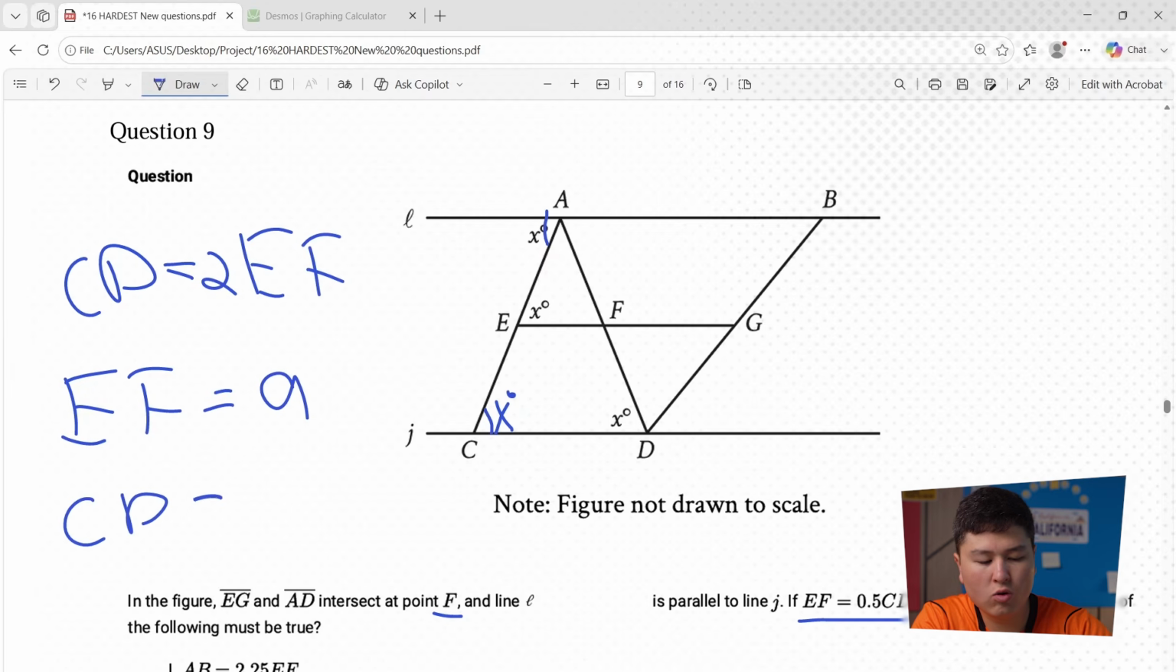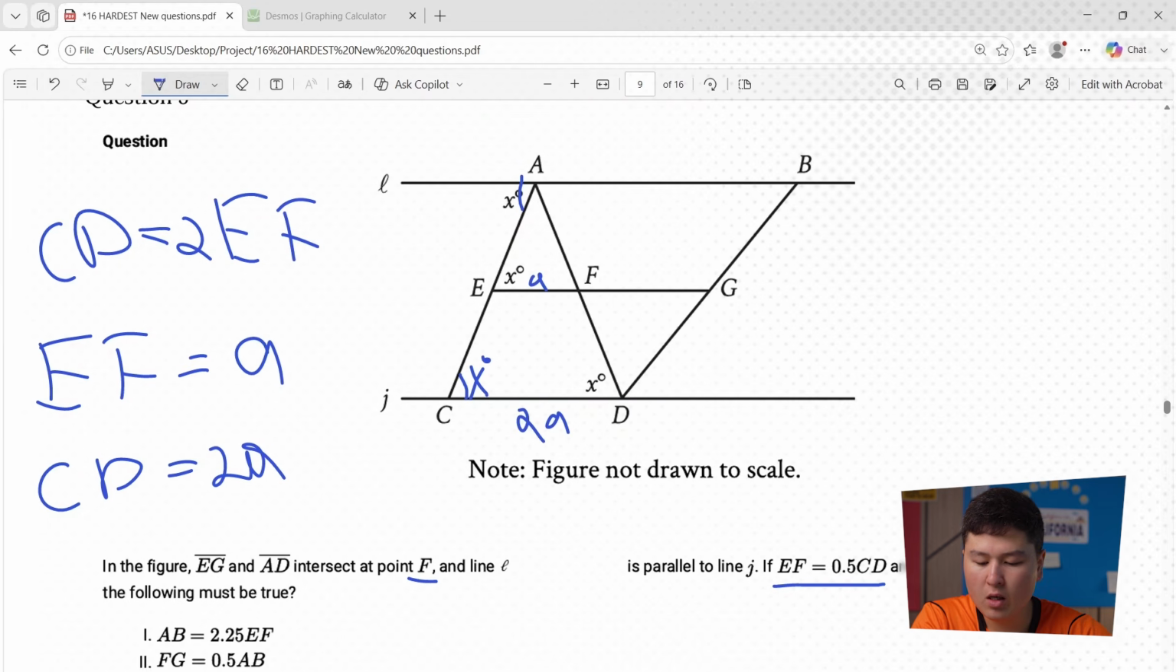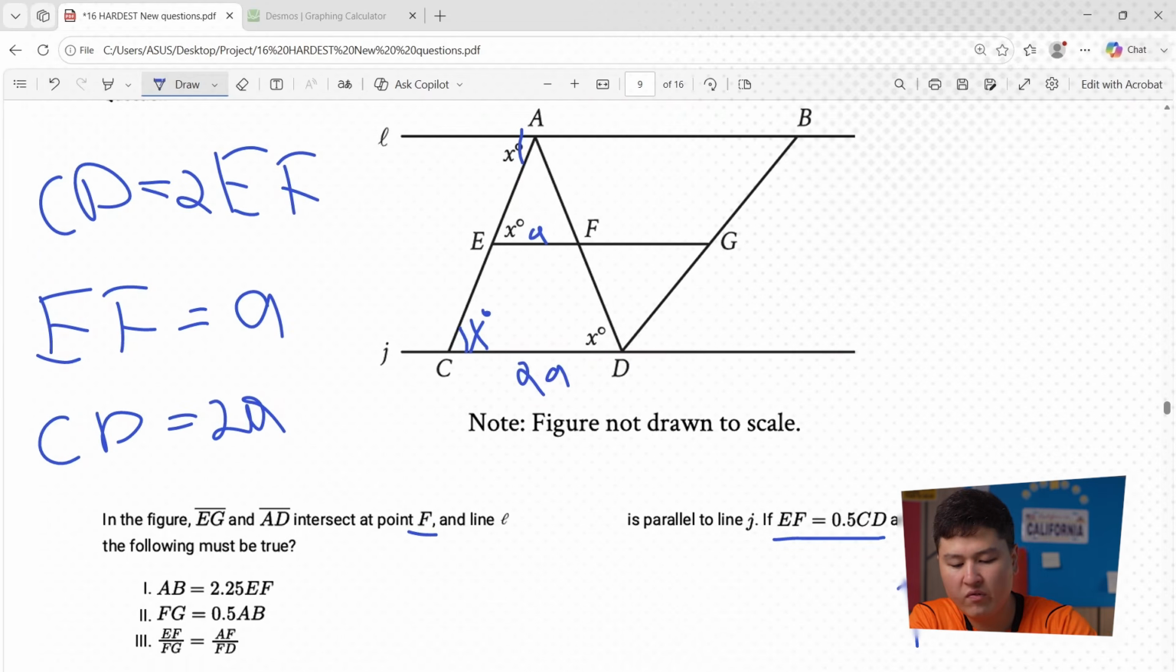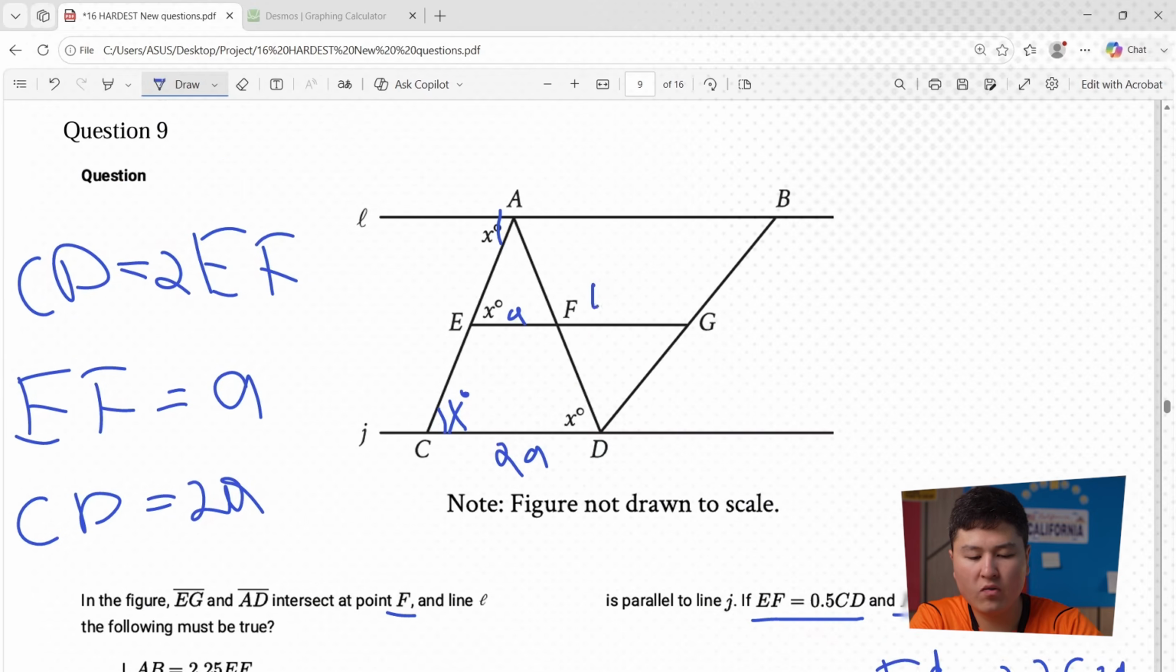So CD is going to be 2A. And here that's A and CD is 2A. And FG equals 2.25 CD. So FG equals 2.25 multiplied by 2A. So that would be 4.5A. So we've got the information.